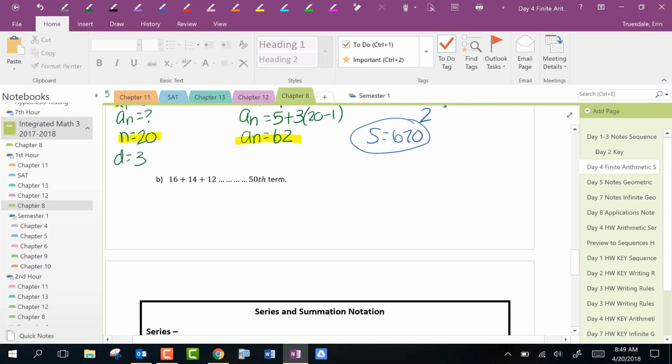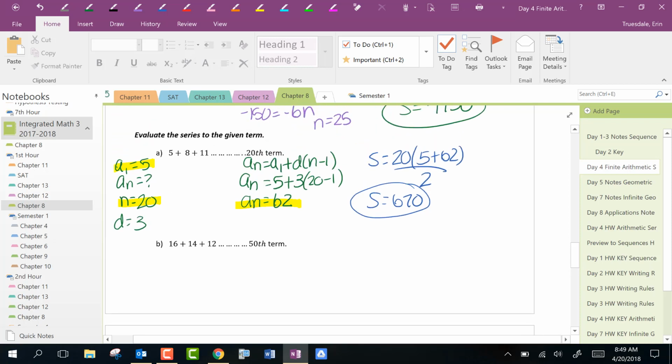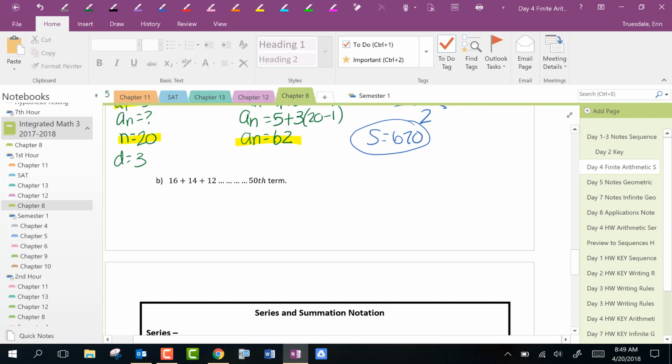Let's see if you can do part B. Before you start, or before you find the answer, do you expect the sum to be negative or positive in part B? Should be negative, right? Because they're going down and you're going all the way to the 50th term. So you're going to have more negative numbers than positive numbers you're adding.